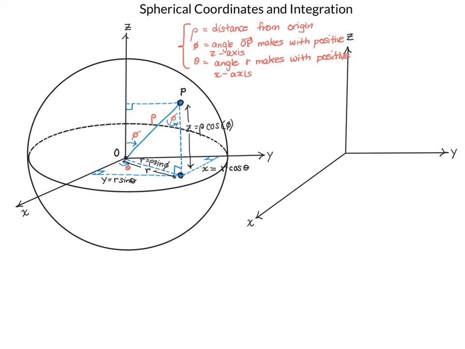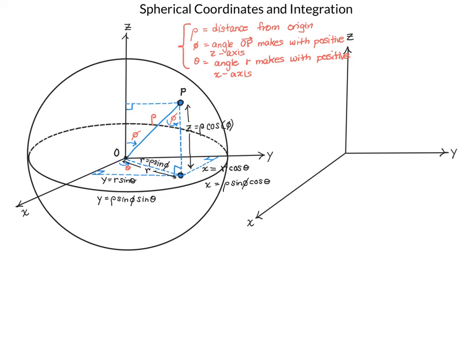Okay, so I'm going to come down to these equations for y and for x, and I'm going to replace r with rho sine phi. And I get that y is equal to not r, but rho sine phi times the sine of theta. And on this side over here, I get x is equal to r, which is rho sine phi times the cosine of theta.